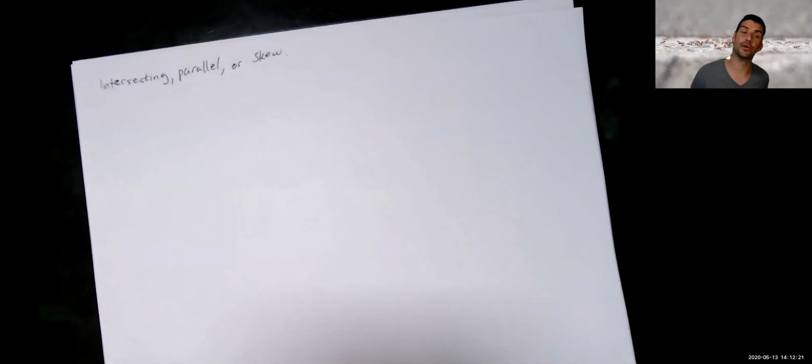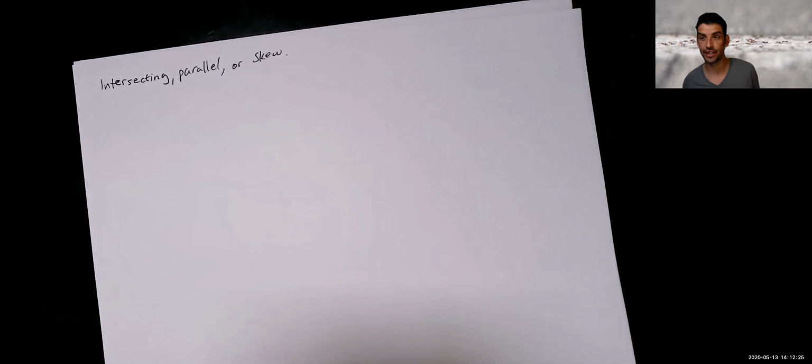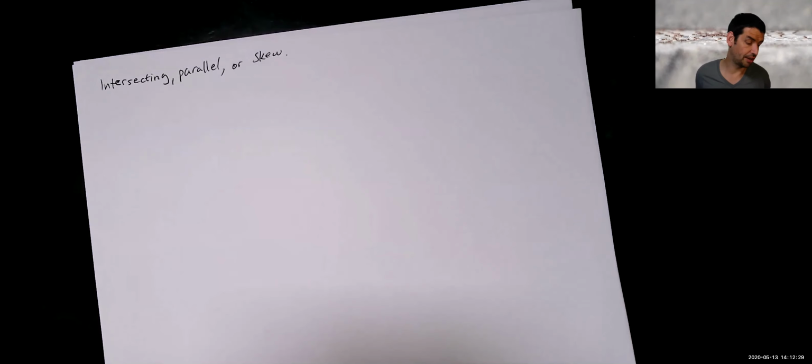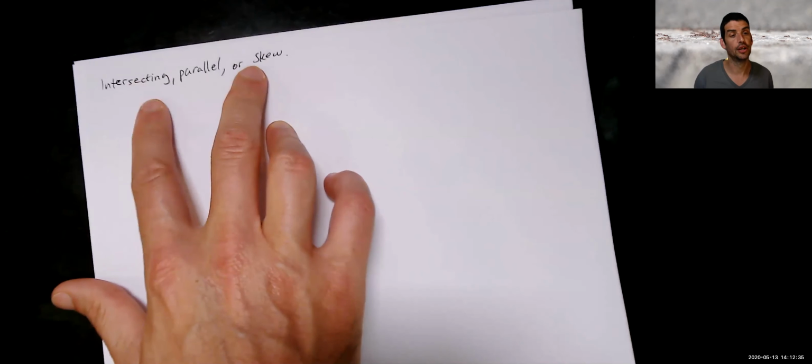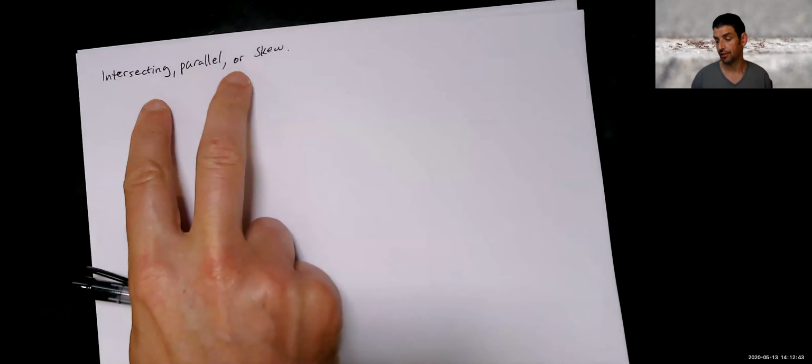Parallel is the easiest to identify because their direction vectors, the v, right? Or if they're given in symmetric equations, you can look at those direction numbers. They're going to be multiples of each other. If that's not the case, they have to be one of these two.